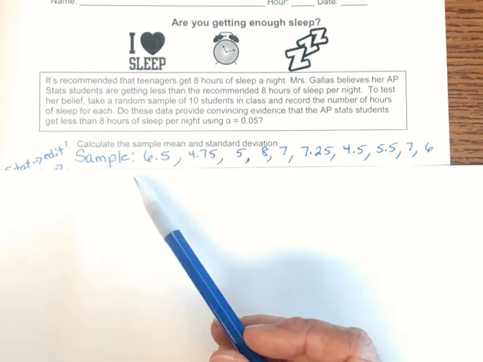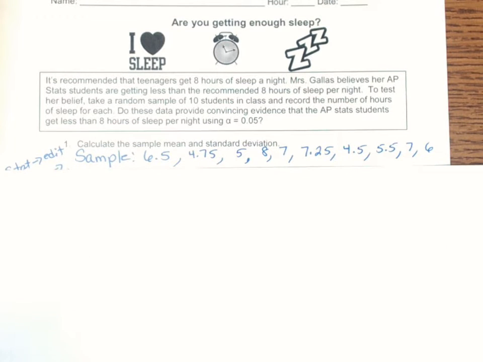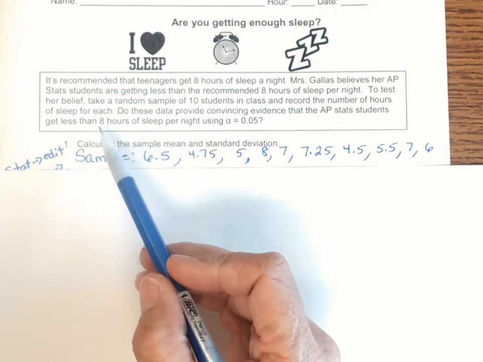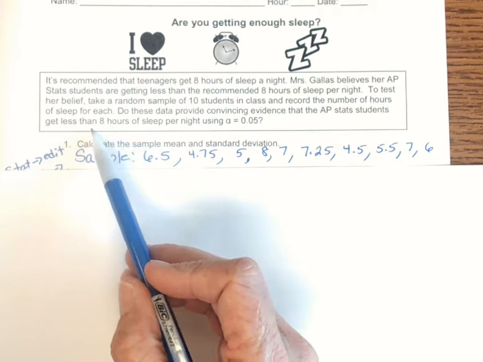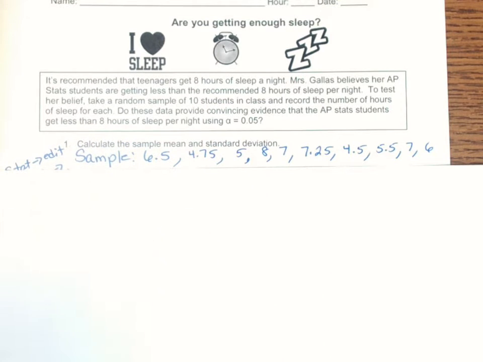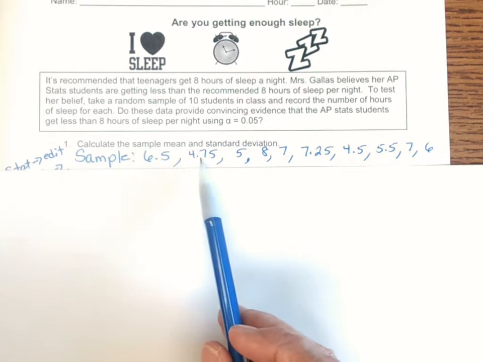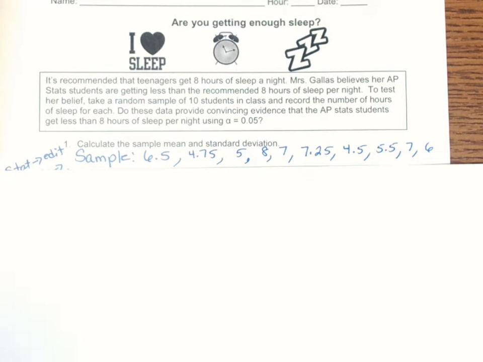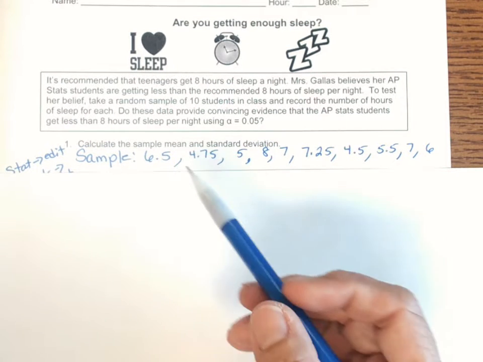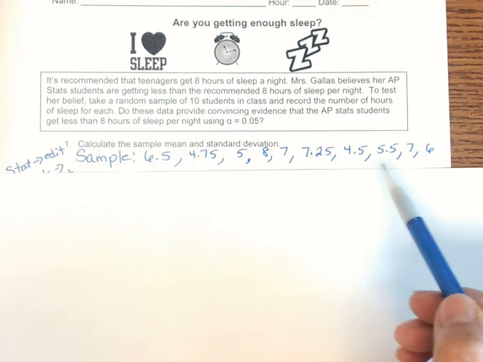So we're going to start off and see how much sleep AP Stat students get on average. You're supposed to get 8 hours of sleep per night. I don't think you do. So again, the commonly held value is that you get 8 hours of sleep. So I sampled 10 students in a previous year, and this was the value of how much sleep they get on average a night. We want to first calculate the mean and standard deviation of my sample.